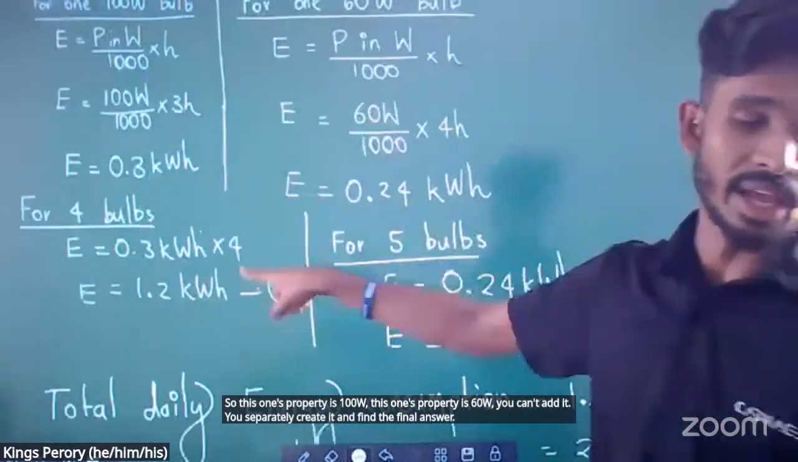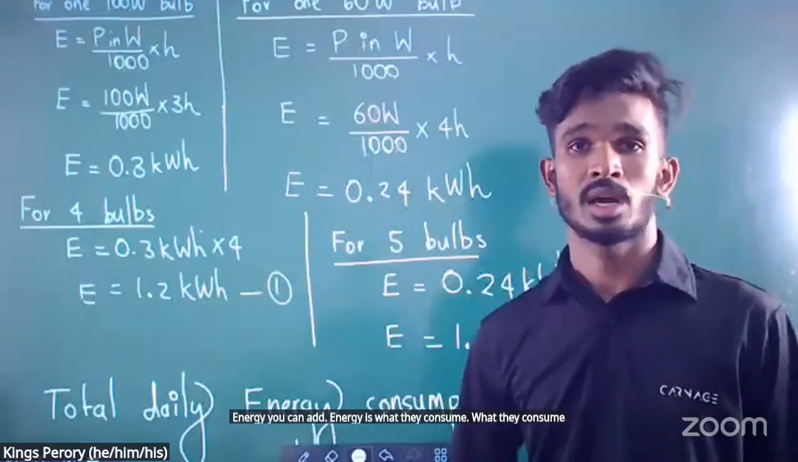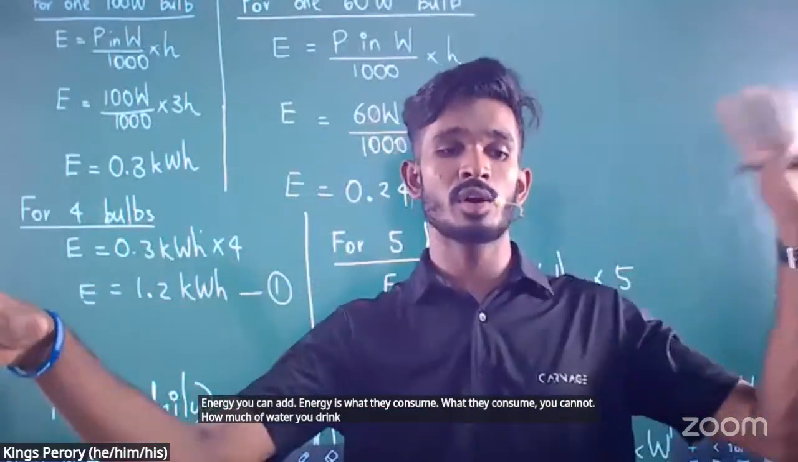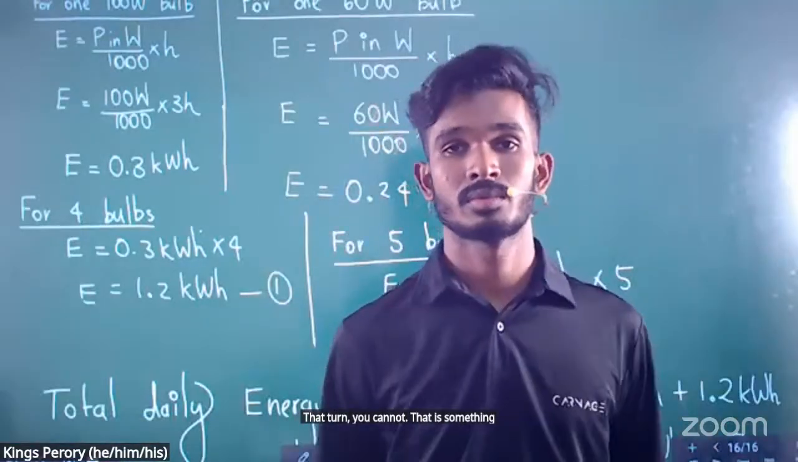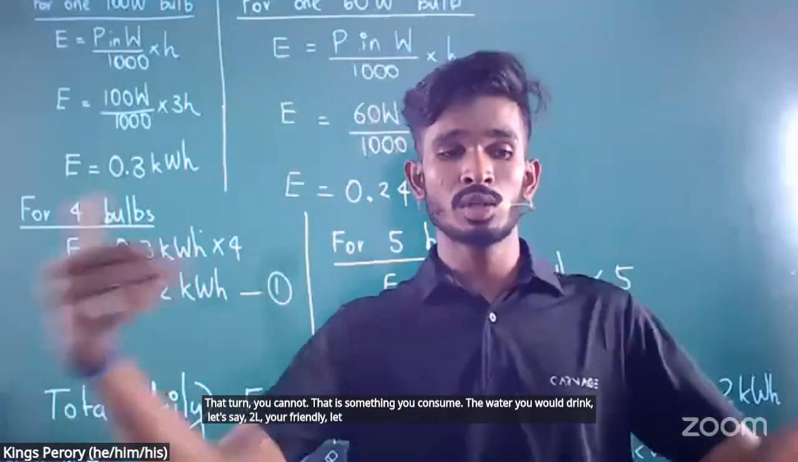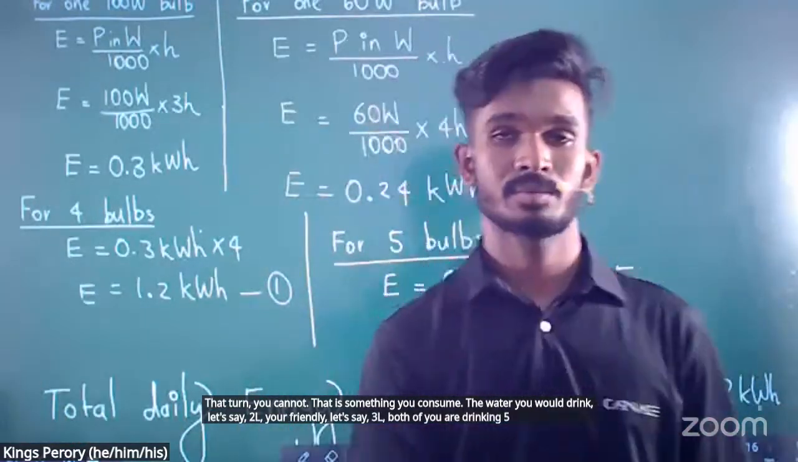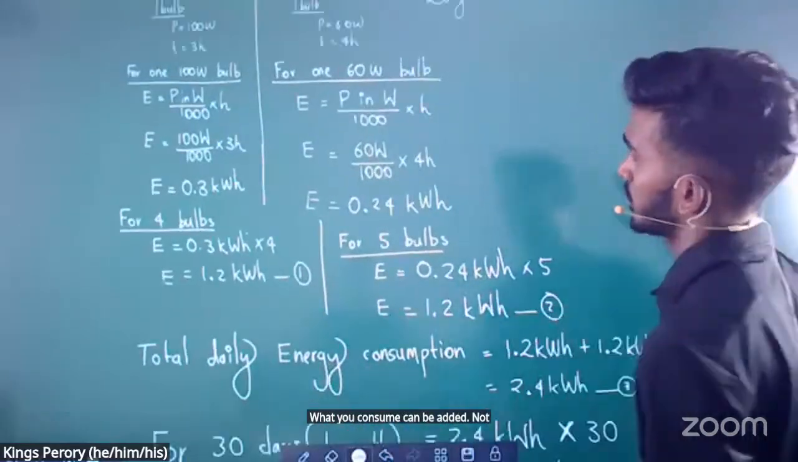Energy you can add. Energy is what they consume. What they consume you can add. How much water you drink, how much water your friend drinks, that one you can add. That is something you consume. The water you drink, let's say 2 liters, your friend, let's say 3 liters, both of you are drinking 5 liters. That you can tell. What you consume can be added, not your properties. Keep that in mind.